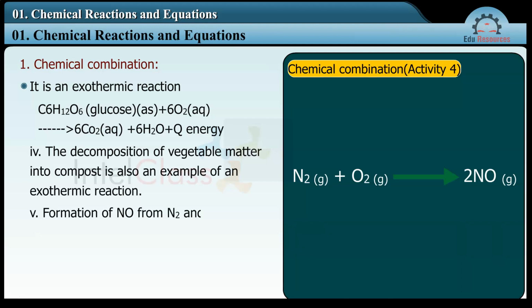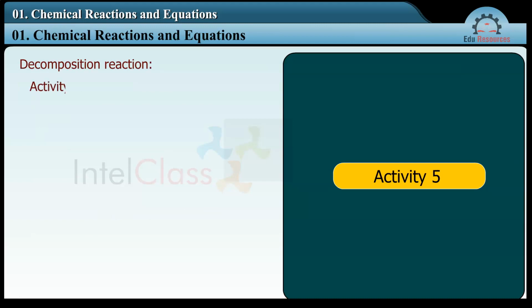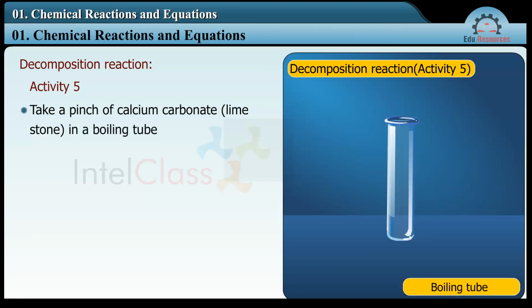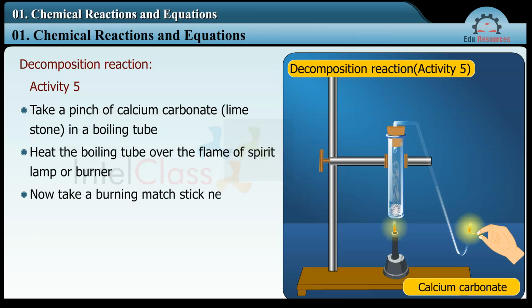Formation of NO from N2 and O2. N2 + O2 gives rise to 2NO. Decomposition reaction. Activity 5. Take a pinch of calcium carbonate, limestone, in a boiling tube. Heat the boiling tube over the flame of a spirit lamp or burner. Now take a burning matchstick near the mouth of the boiling tube.